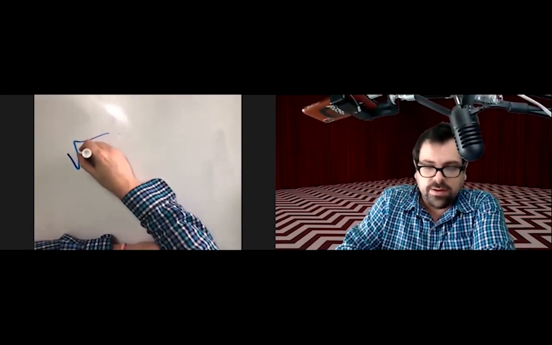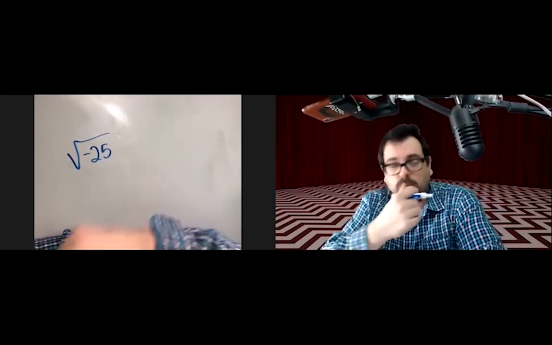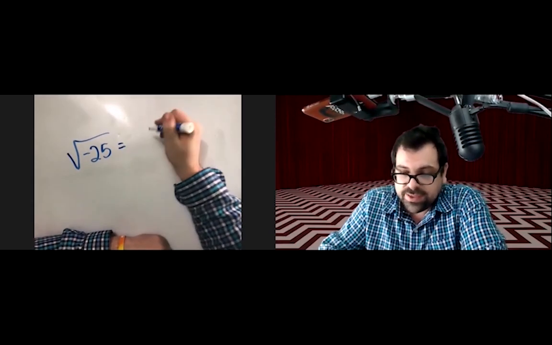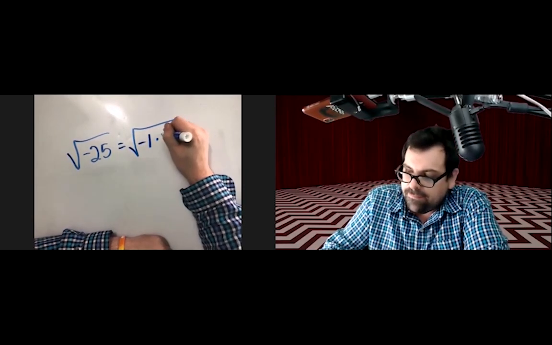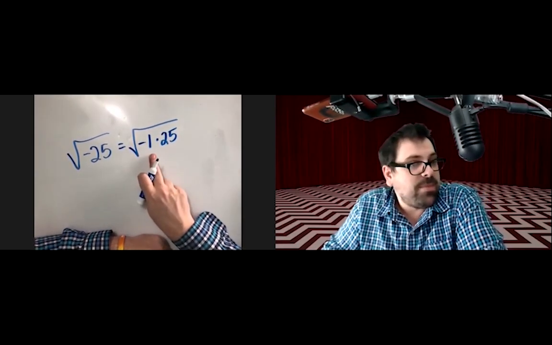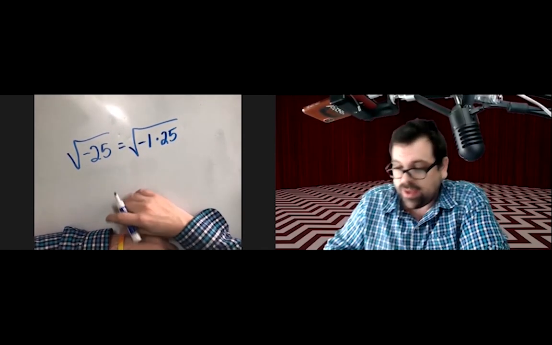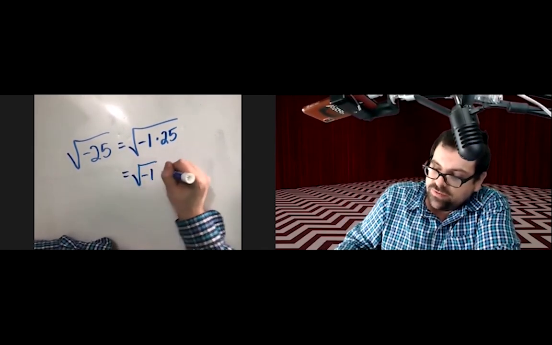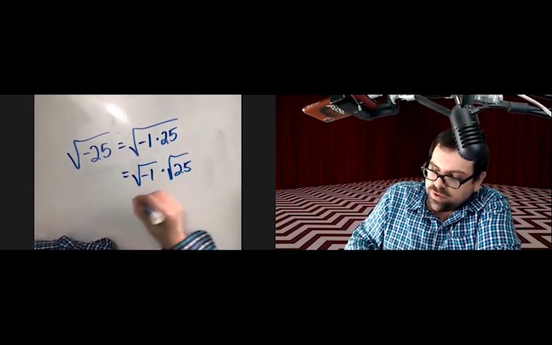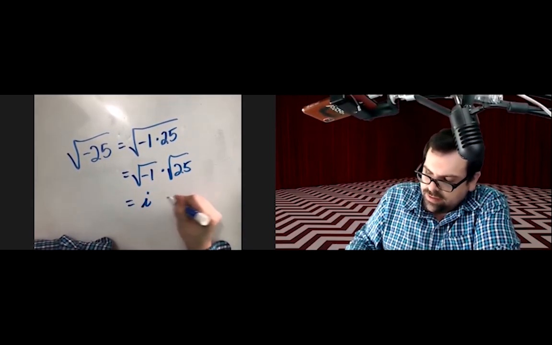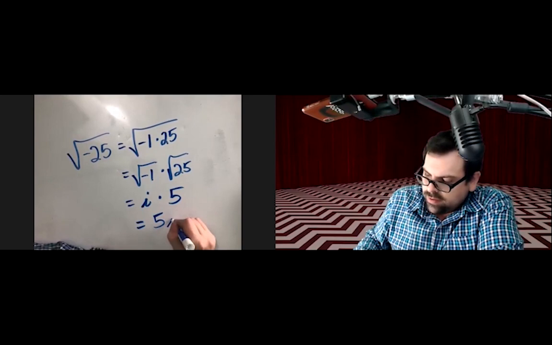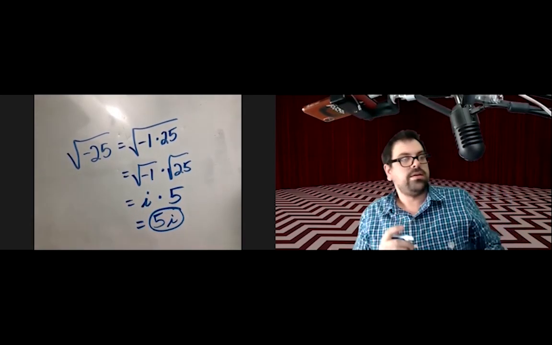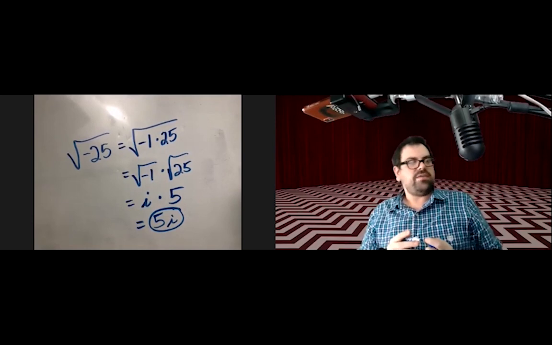How does this work? Okay, I said the square root of negative 25. Well, we have a rule that says underneath the radical, we can break it up. And I'm going to break it up so that my negative is a negative 1 times the other thing. And then I have the square root of negative 1 times the square root of 25, which is i times 5, or 5i.